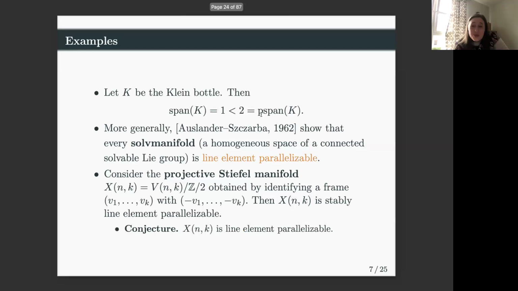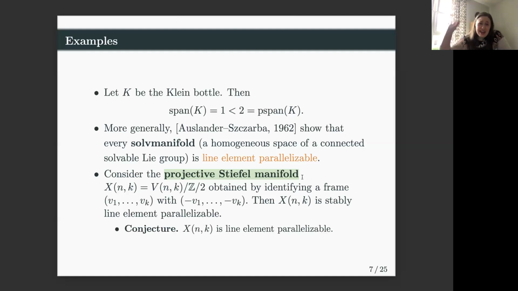And I have some dubious circumstantial evidence in the form of computer experiments that this thing is actually line element parallelizable. You don't need to stabilize. But I don't know how to prove that. I just think it might be true. The thing with this projective Stiefel manifold, knowing its span and its projective span has implications in immersions of real projective space, and also in the classification of bundles over RPN. So there are reasons that people want to know the span and p-span of this projective Stiefel manifold.